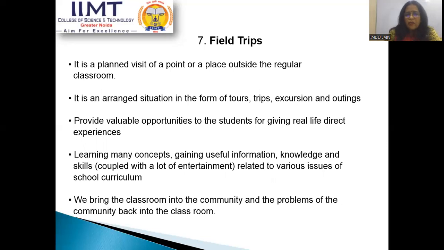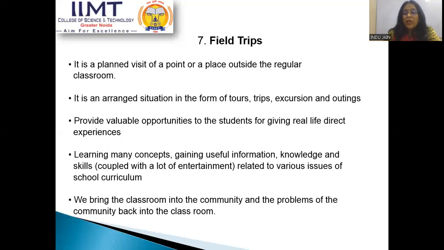Now, field trips. Field trips are much better than exhibitions. Field trips are not a dramatized condition; we go to the actual place to learn something. It is a planned visit to a place or a point outside the regular classroom. It is quite interesting too. It is an arranged situation in the form of tours, trips, excursions, and outings.